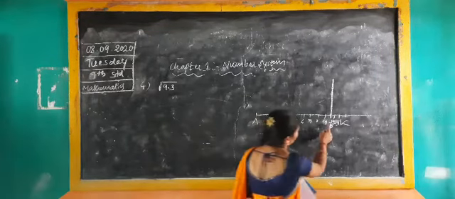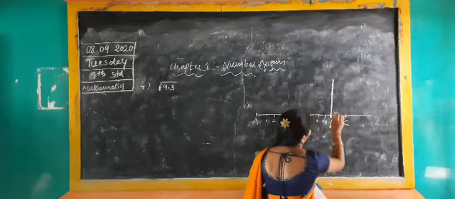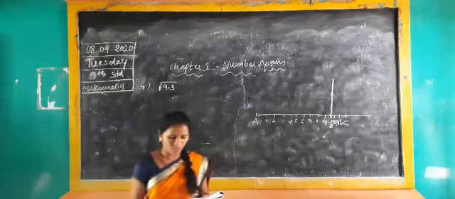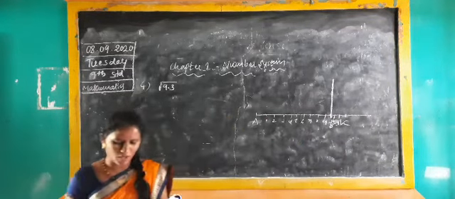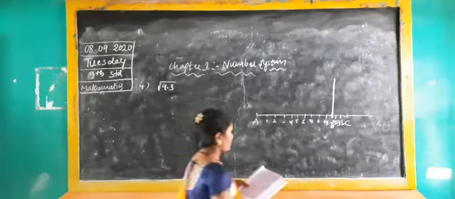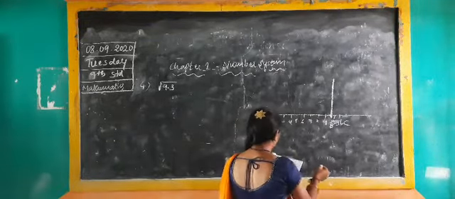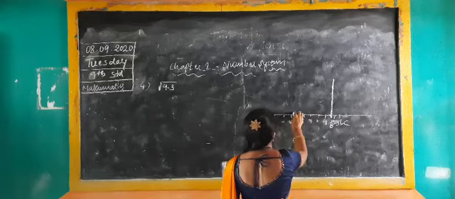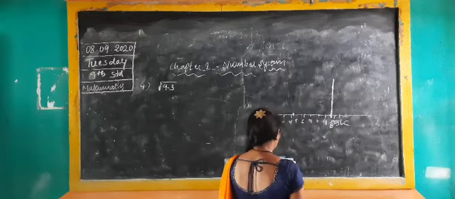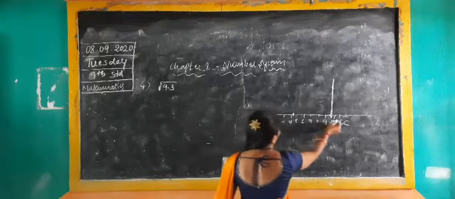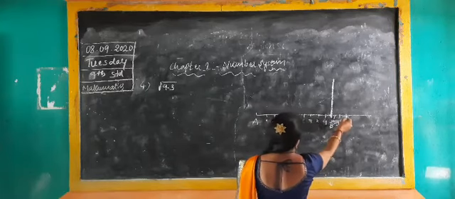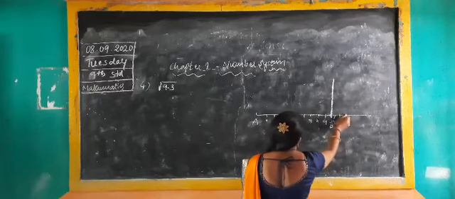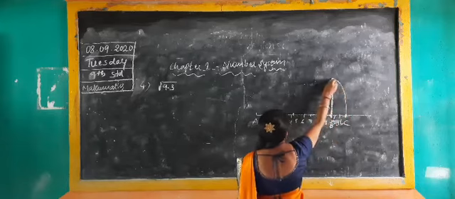Here 9.3. Yes, sir, it is 9 point 3 only, not square root of 9.3. That means how much? 4.15 or 5.15. For 9 it is 4.15. Here make it 1 point, and here draw an arc for 1 unit. Up to 1 unit here, draw an arc.